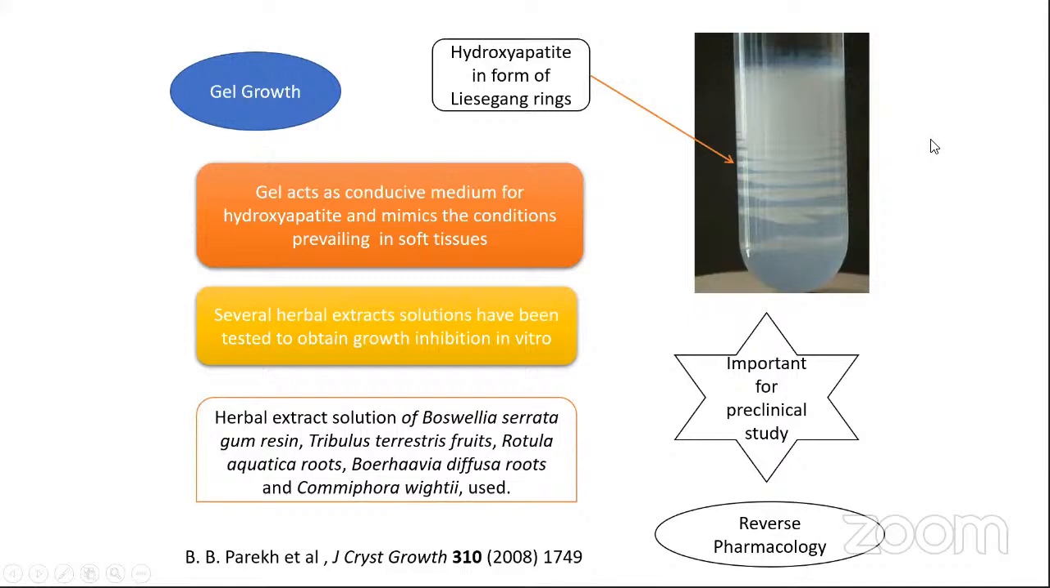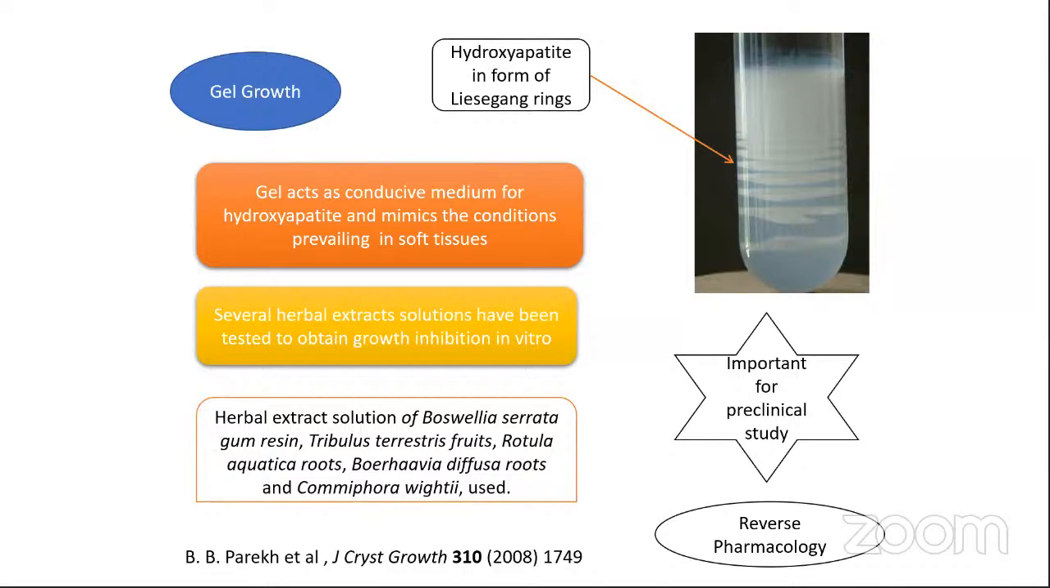So these are the periodic deposition of hydroxyapatite particles, in the form of small particles, and these are known as a Liesegang ring. So this is a ring type of structure, a disc or ring type of structure, and these are shown in a periodic manner. So gel acts as a conducive medium for hydroxyapatite and mimics the condition prevailing in the soft tissue.